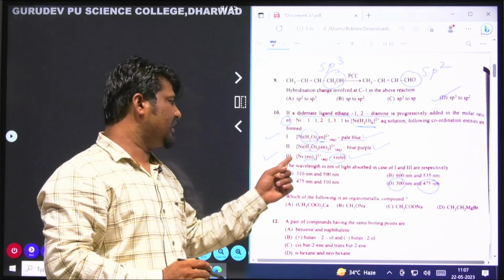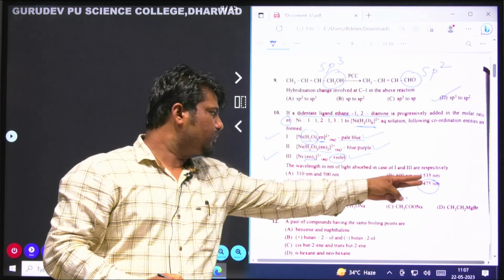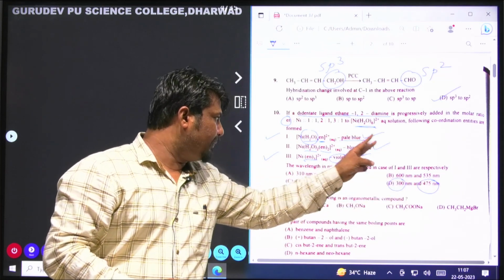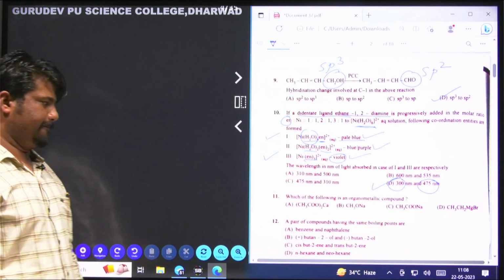Okay, so the first and third complexes absorb at 300 for the violet and 475 for the pale blue. So that's the reason why the answer will be D.